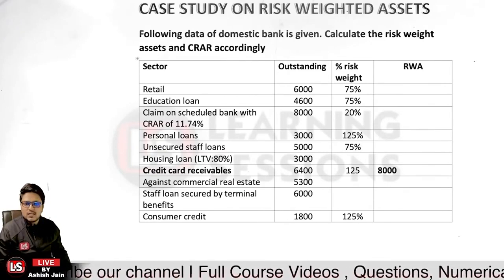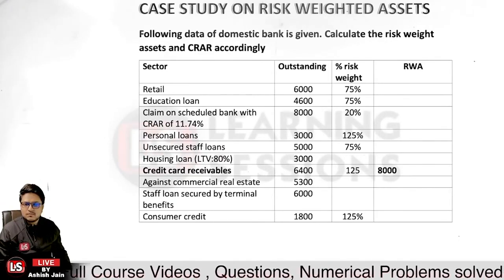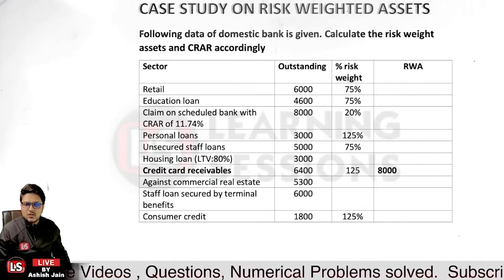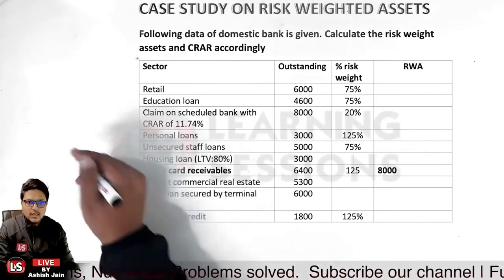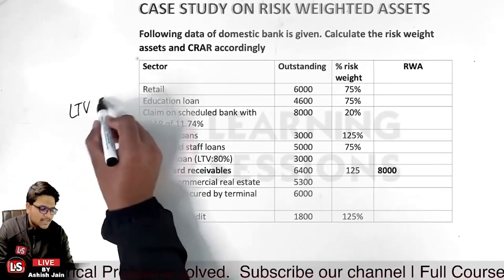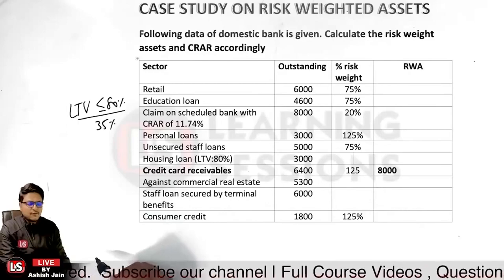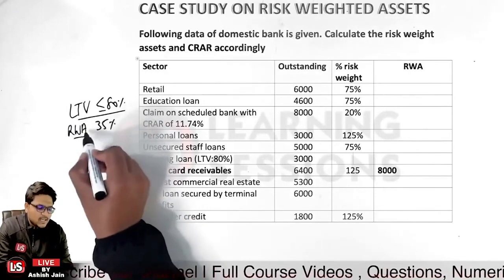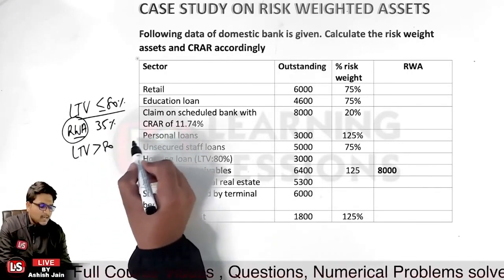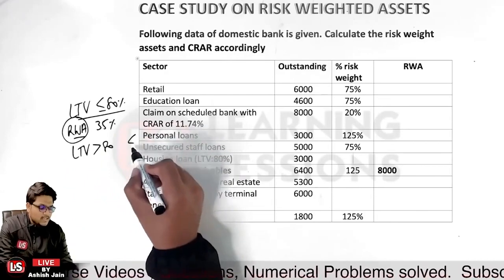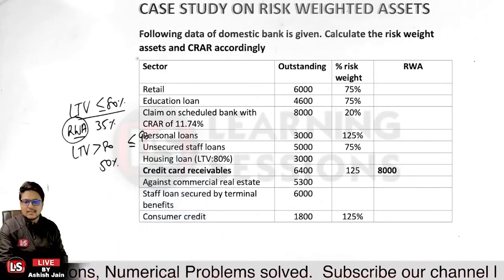And for the housing loans, what is the percentage? Here is a scenario. If the LTV is lesser than or equal to 80%, then the risk weightage is 35%. But where the LTV is greater than 80% and is up to 90%, in that case it is 50%.